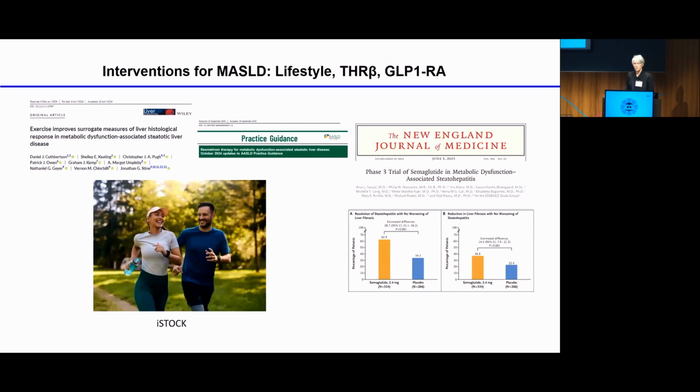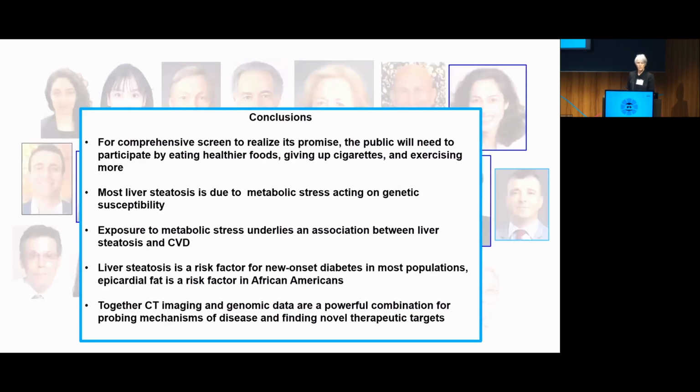So there are interventions for MASLD. They really focus on lifestyle. Thyroid hormone receptor beta agonists and GLP-1 receptor agonists are already in use in the clinic, and more treatments for MASLD are coming in the pipeline. So I just want to conclude, for comprehensive screening to realize its promise, public health will need to participate with healthier eating, giving up cigarettes, and exercising more. We really cannot solve this pharmaceutically.